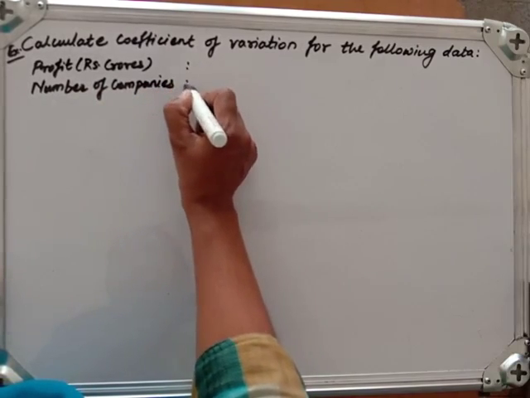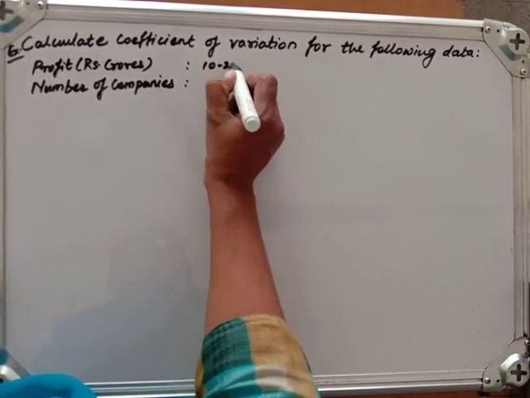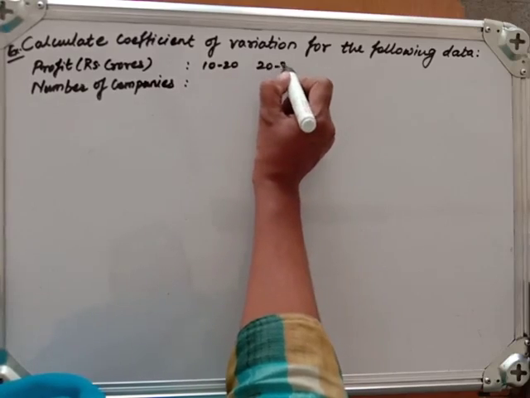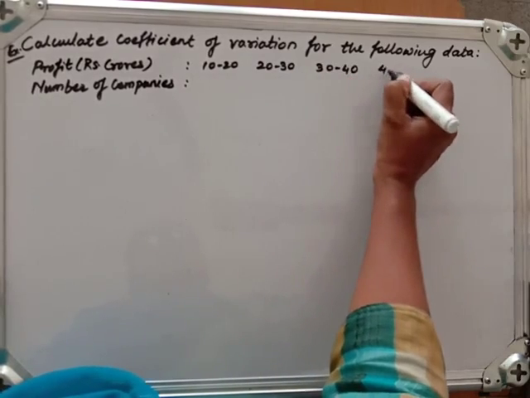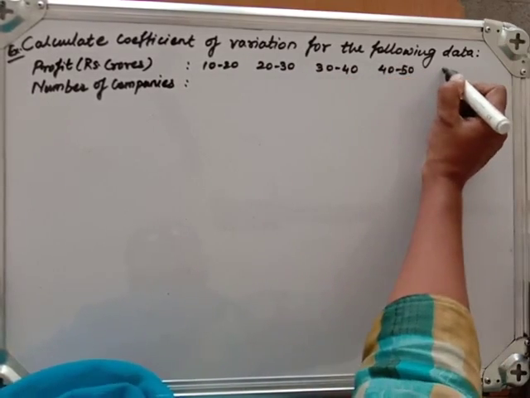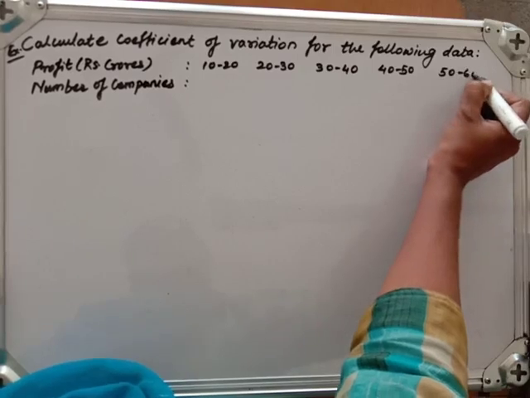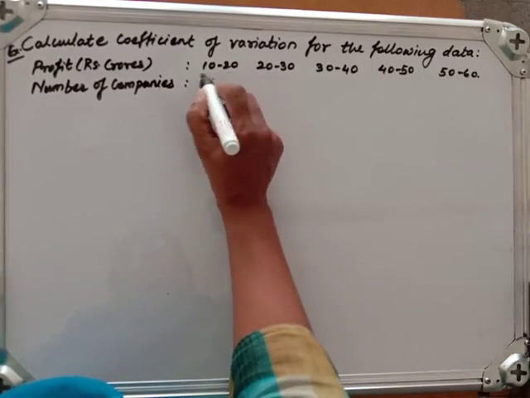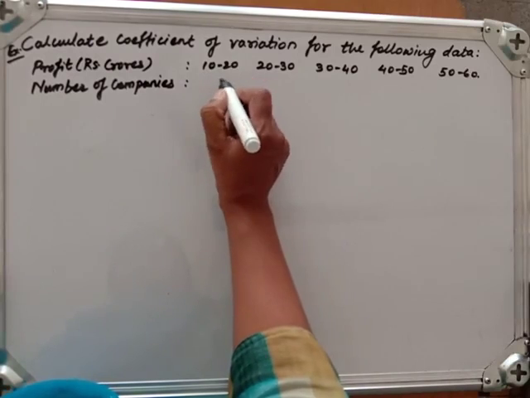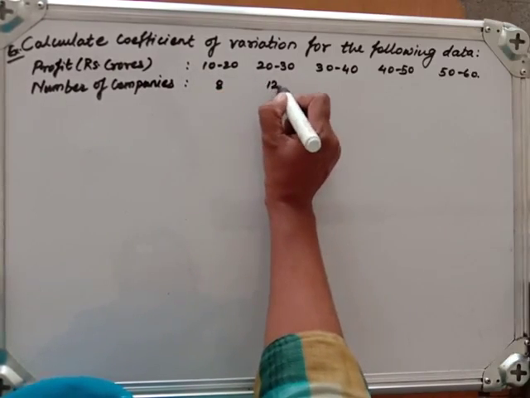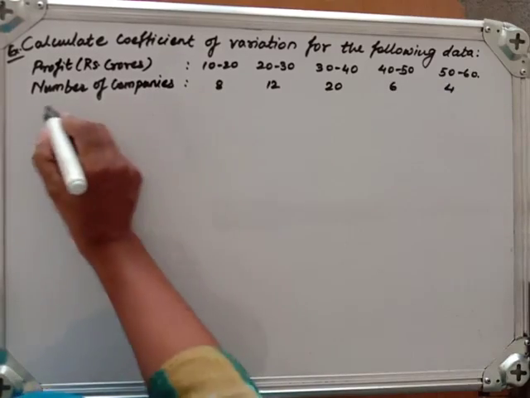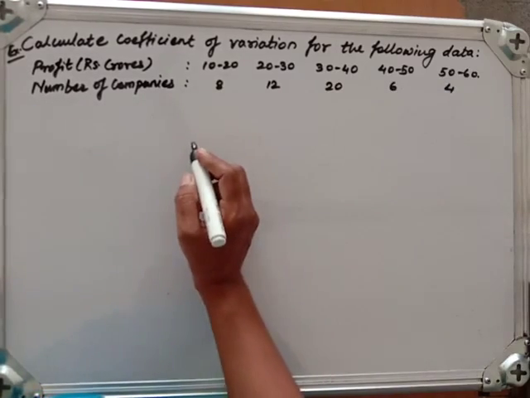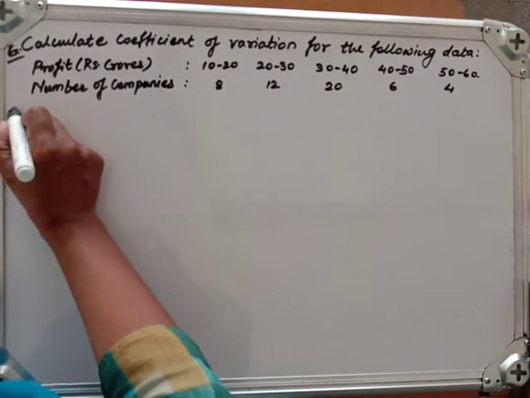Now the profit in crores is from 10 to 20, 20 to 30, 30 to 40, 40 to 50, and 50 to 60. This is given, and the number of companies having profit between 10 to 20 crore is 8. These are 12, 20, 6 and 4. As such the data is given to us, and we have to determine the coefficient of variation for this data. So now the solution.